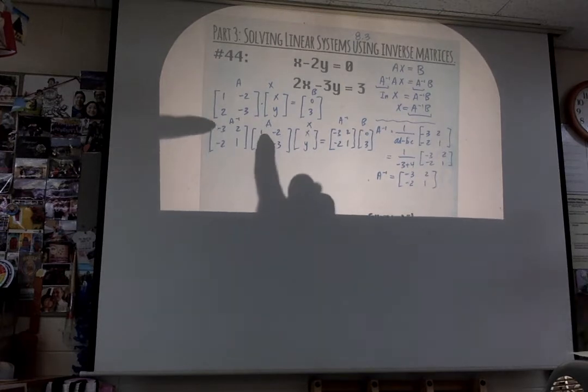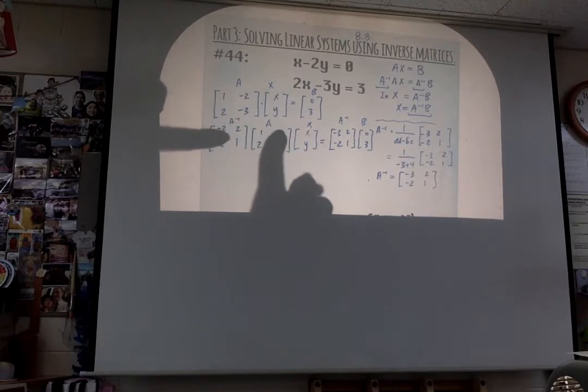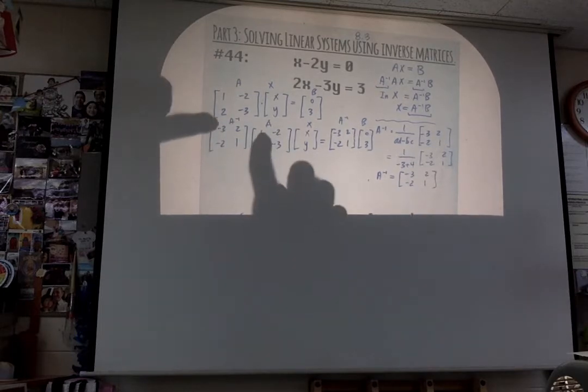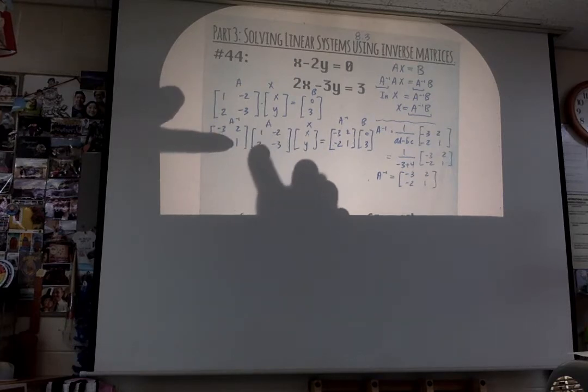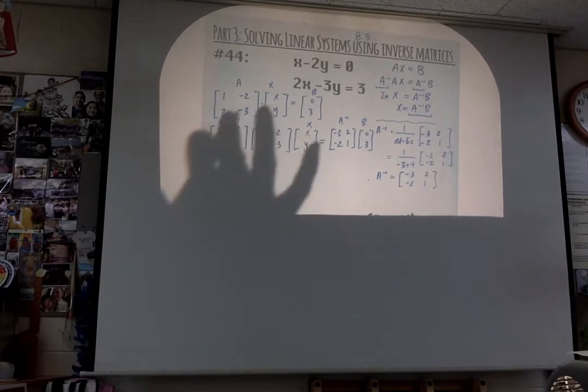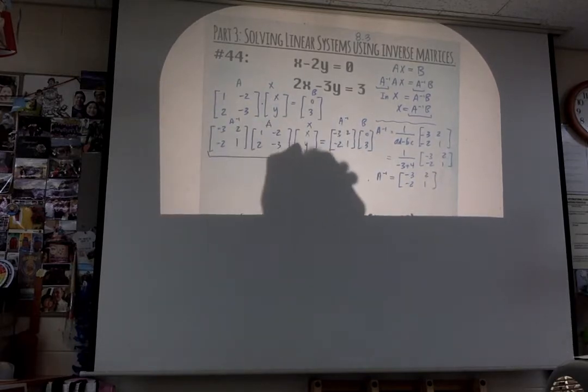Let's check. Negative 3 times 1 plus 4, that's positive 1. Negative 3 times 2 plus 6 is 0. Negative 2 plus 2 is 0, and 4 minus 3 is 1. That's an identity matrix. So this all just becomes the identity matrix.